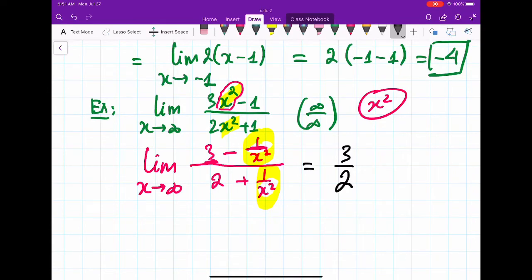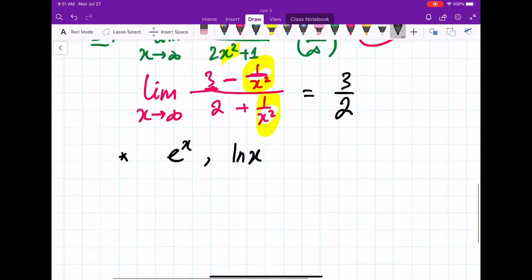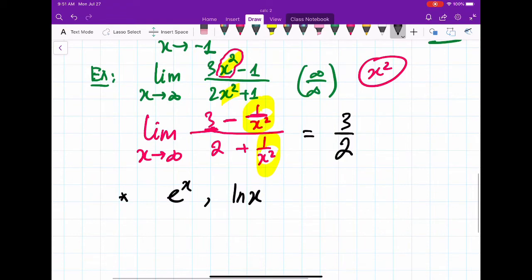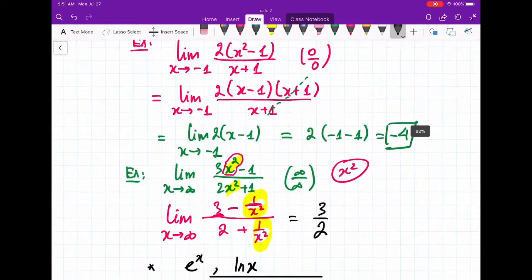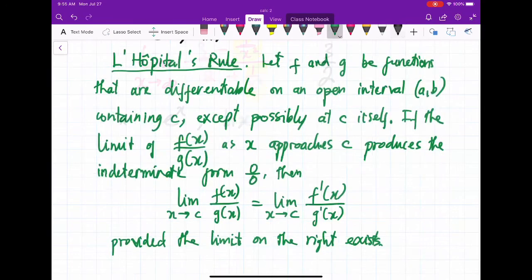Okay, so these two examples are pretty easy. But sometimes you have limits with exponential functions and logarithmic functions. It's very rarely that we can apply one of these techniques. Okay, so you might think, yeah, we need a new technique. In this case, we need to use the derivative. Let's talk about L'Hopital rule.